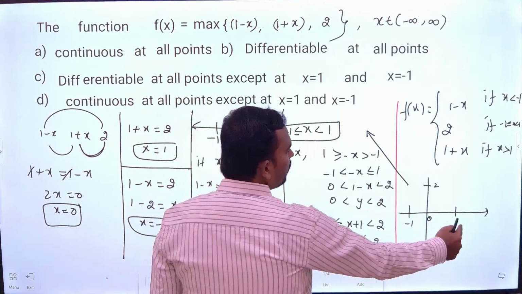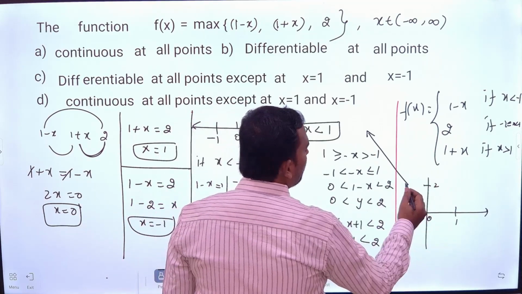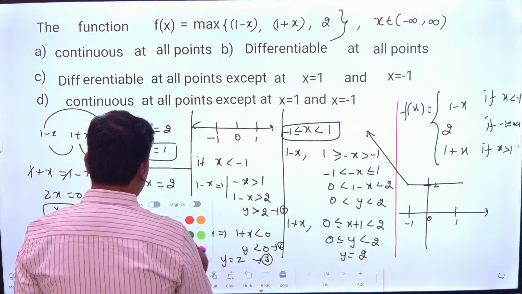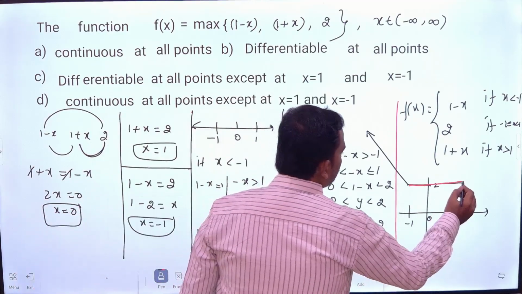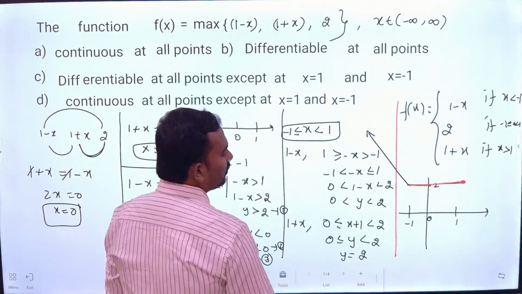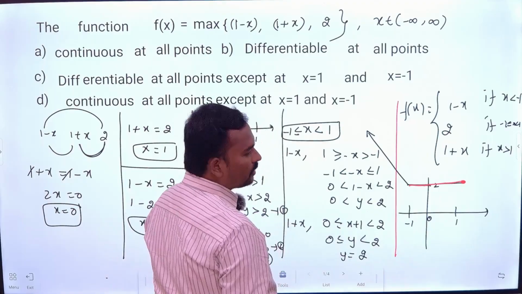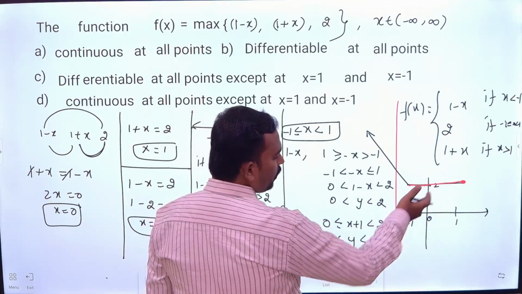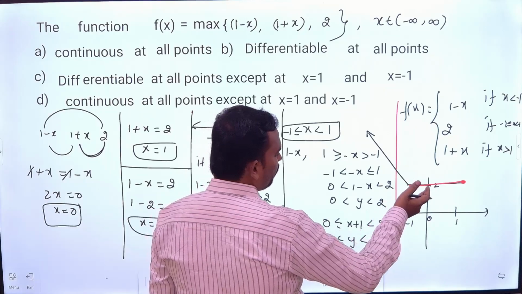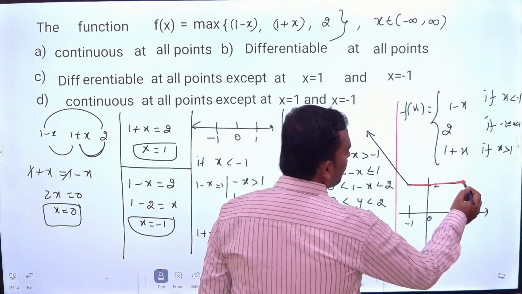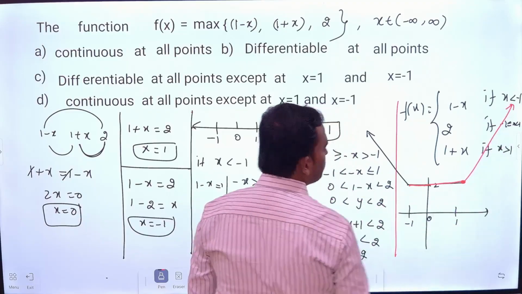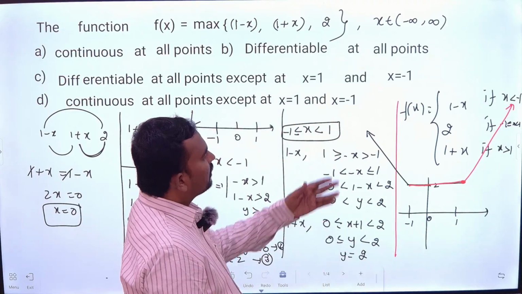When you take minus 1 to 1, the constant function y is equal to 2, right? Let me take another color. Yes, y is equal to 2. Okay. If you take x more than 1, y is equal to x plus 1. Y is equal to x plus 1 is passing through the origin, with positive slope. Then you can see if you put 1 here, you will get 2. This is the graph. This is your original graph.